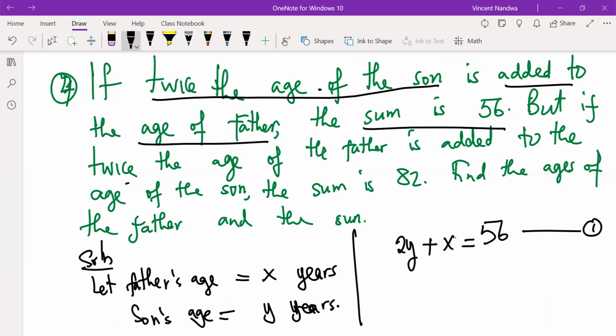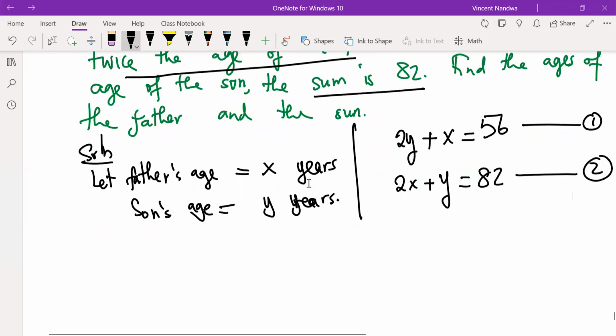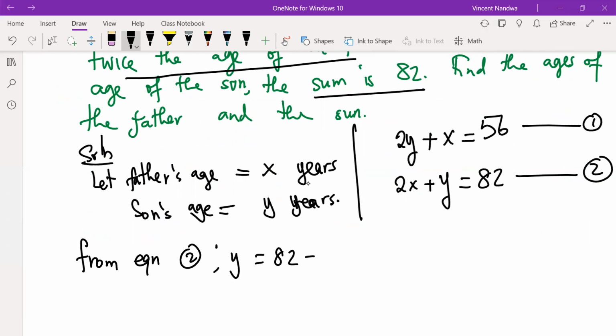But if twice the age of the father, so twice the age of the father will be 2X, is added to the age of the son, age of the son is Y, the sum is 82. So we get 82. This forms our second equation. Now we solve 1 and 2 simultaneously. So from equation 2, Y is 82 minus 2X. So you can call this one equation 3.